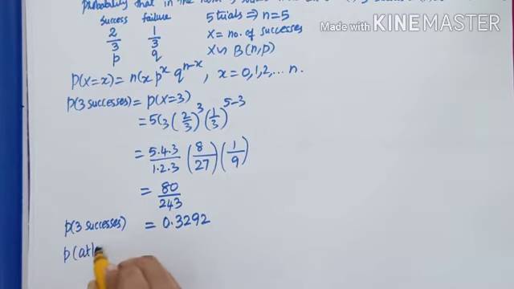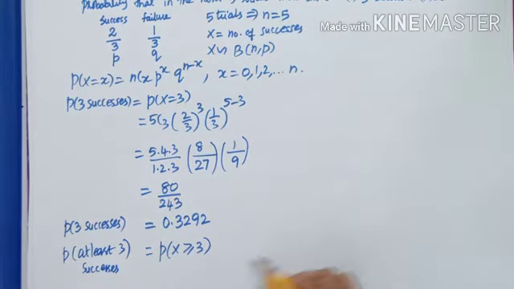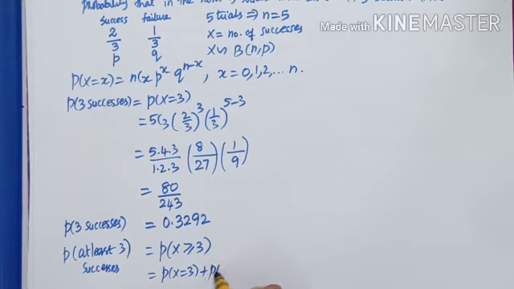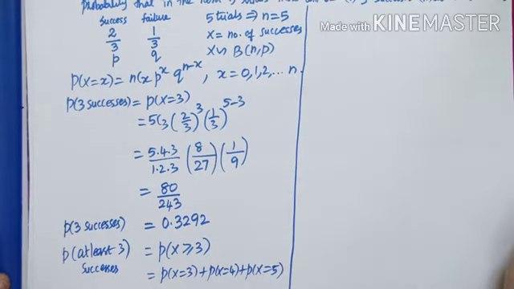The second part of the question is at least 3 successes. So we write the probability of at least 3 successes. The words at least mean x greater than or equal to 3. There are totally 5 trials. So I can say x is equal to 3 or x is equal to 4 or x is equal to 5. Substituting in the formula for 3, 4 and 5.